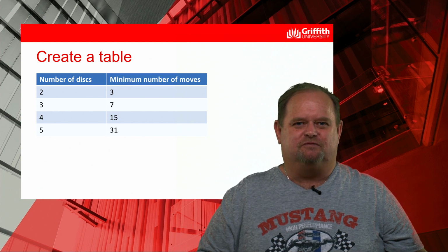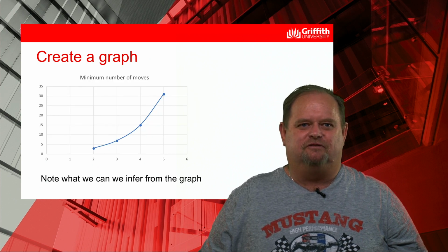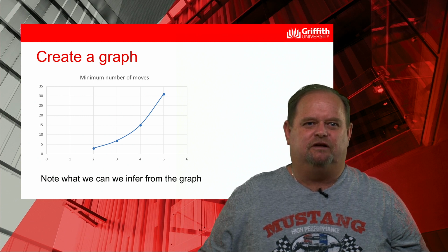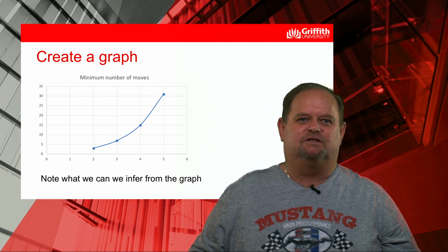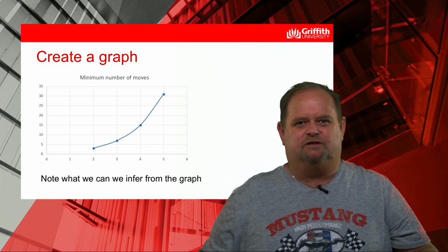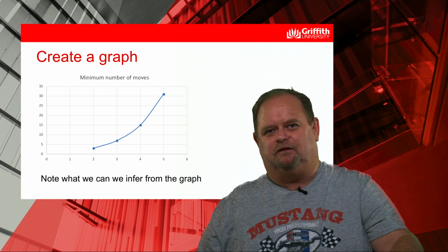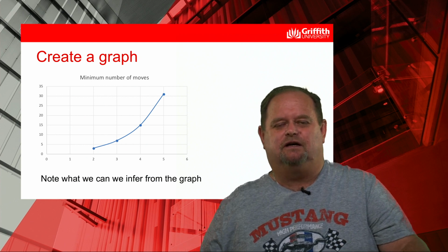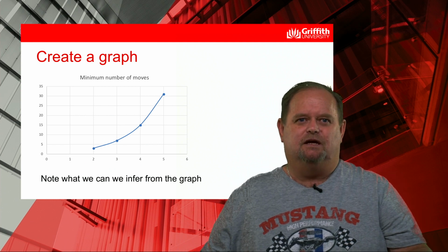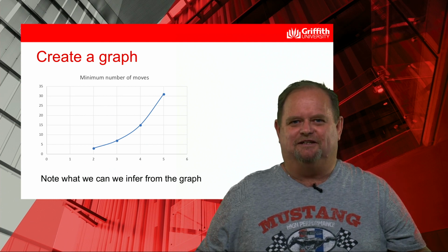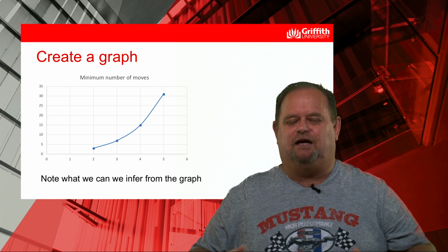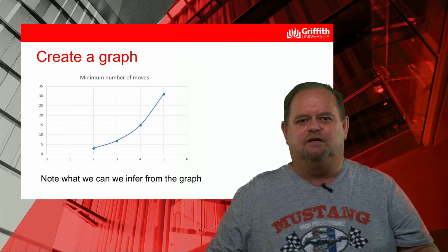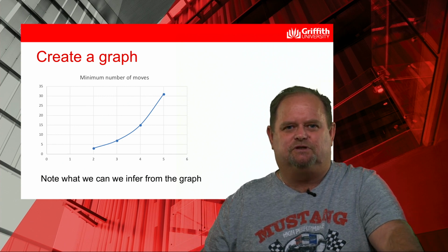First thing we're going to do, once we've got that, is create a graph, and that's what the graph looks like. Then what can we infer from the graph? Every time we go from 2 discs to 3 to 4 to 5 discs, it almost looks like we're doubling the minimum number of moves. There we go, I can say it in English. That's one thing we can ask students to discuss: let them play, let them investigate, and come up with the fact that it looks like it's doubling each time.